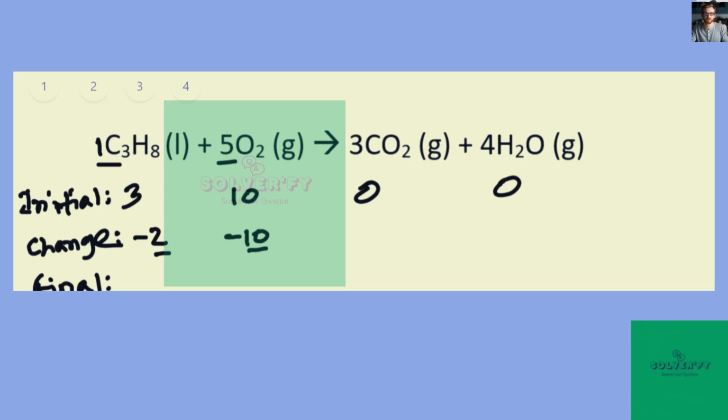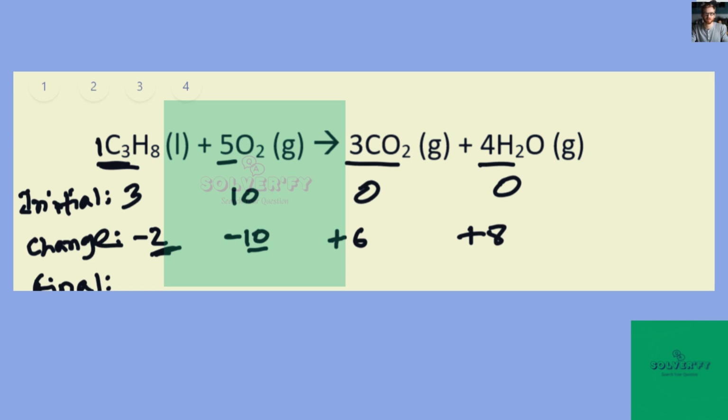Now, what will be the change in carbon dioxide? One molecule of propane can produce 3 molecules of carbon dioxide. That means 2 molecules of propane will produce 2 times 3 means 6 carbon dioxide. So the change for carbon dioxide will be plus 6, and 1 molecule of propane can produce 4 molecules of water. That means 2 molecules of propane will produce 2 times 4 or 8 molecules of water. That means the change for water will be plus 8.